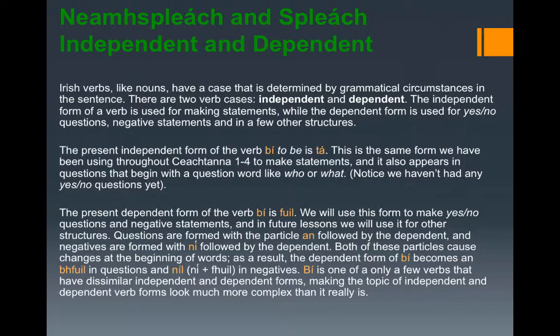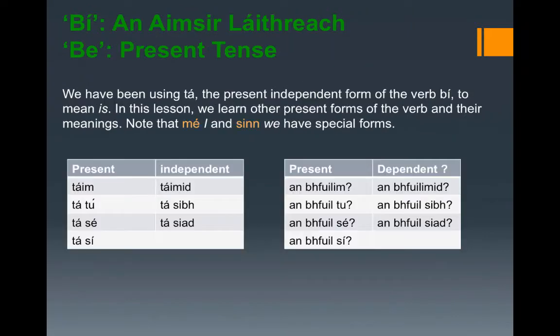Be is one of the few verbs that have dissimilar independent and dependent forms, making the topic of independent and dependent verb forms look much more complex than it really is. We have been using ta, the present independent form of the verb be, to mean is. In this lesson, we learn other present forms of the verb and their meaning. Note that me and sinn have special forms.